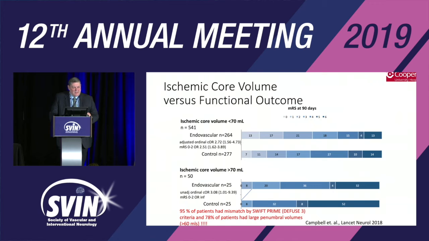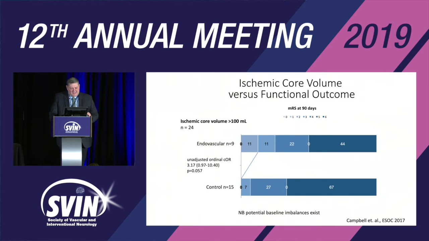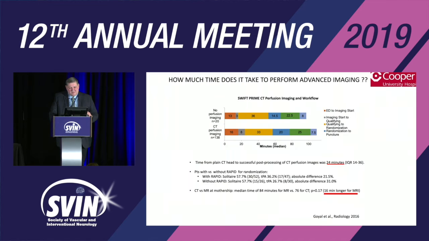So do we really need to do these studies when we waste time doing them? Again, this is the trends towards better outcomes in patients with cores greater than 100 mLs. Of course, all patients in general have poor outcomes. Large core is a poor prognostic factor, but it's not clear there is a treatment effect differentiator. And then how much time does it take?